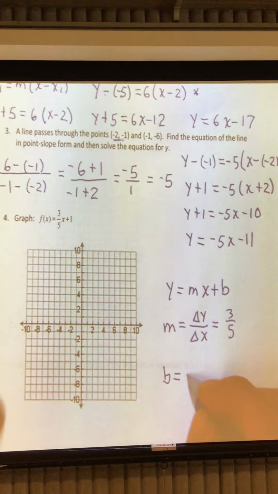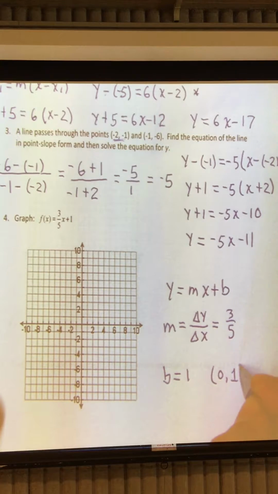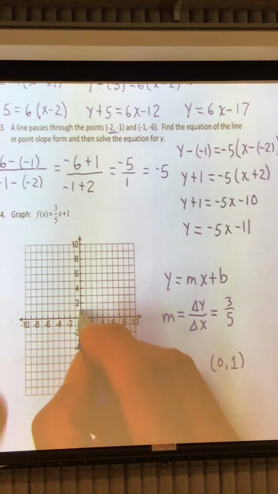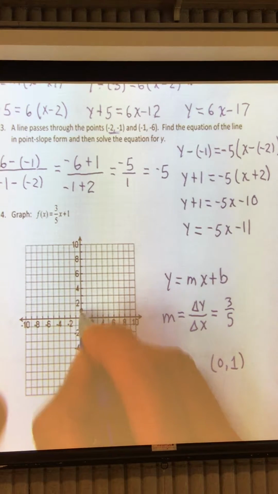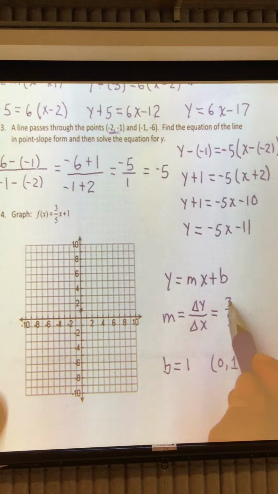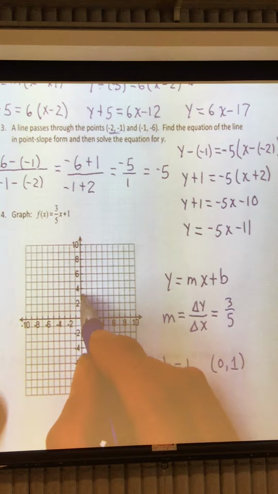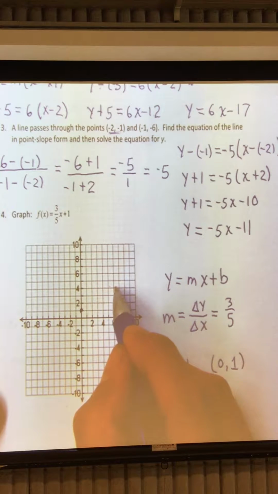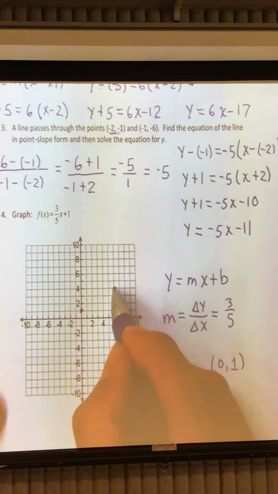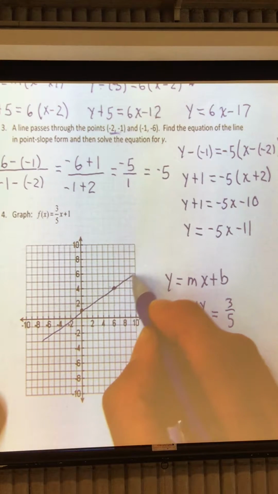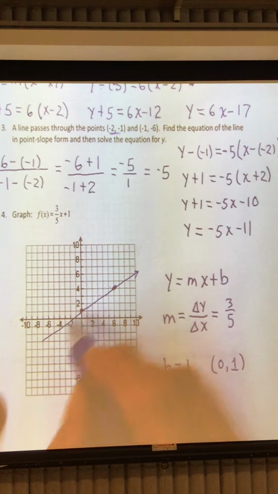The b value of 1 means that that is the point where the line crosses the y-axis, so that's the point (0, 1). Translating this to the coordinate system, we locate the point (0, 1), and from that point, we move upwards 3, since the change in y is positive, 1, 2, 3, and then to the right 5, since the change in x is also positive, and that gives us the point (5, 4), and then we draw that line that passes through those 2 points.